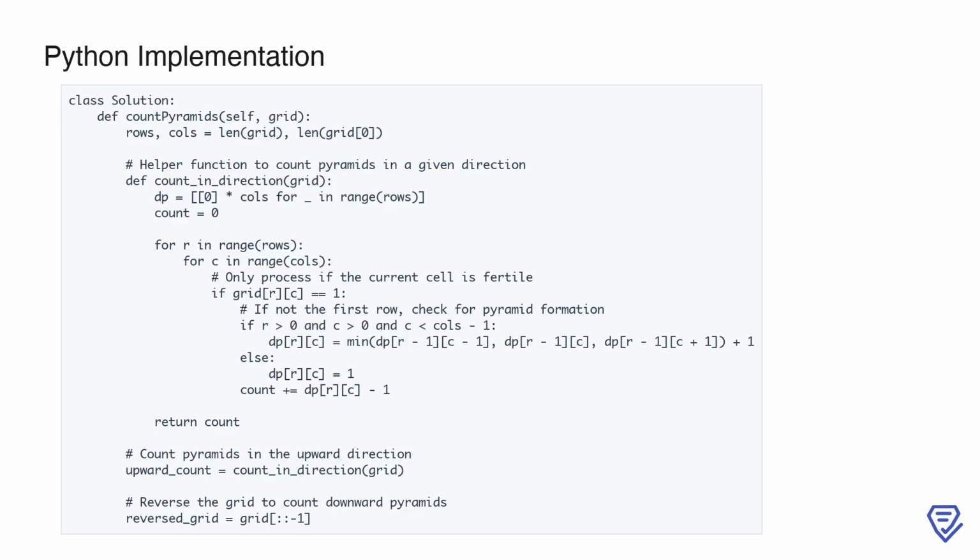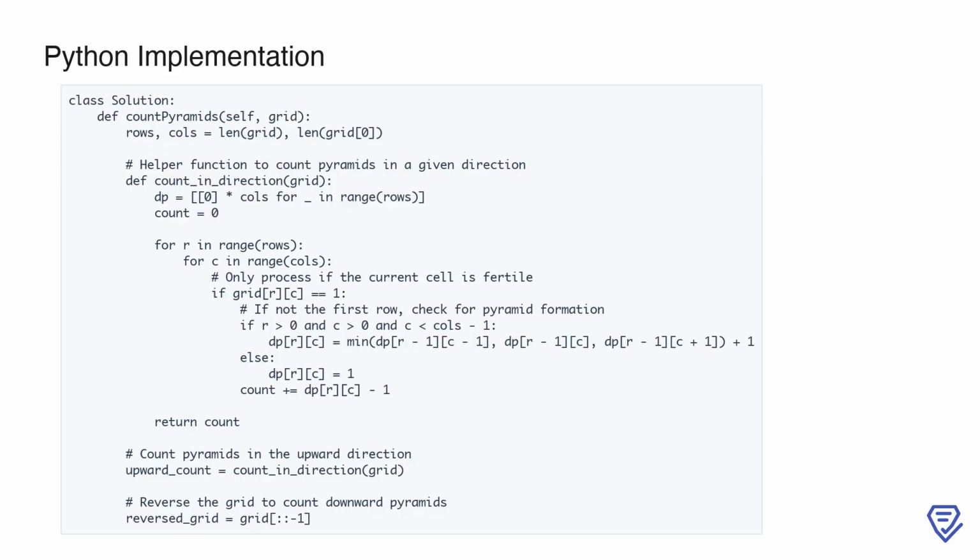Inside this function, we initialize a dynamic programming table, DP, to store pyramid heights at each cell, and we also initialize a counter to track the total number of pyramids. For each cell in the grid, we check if it is fertile. If it is, we calculate the pyramid height at that cell. For cells not in the first row, we check the 3 cells directly above it, left, center, and right, to determine the minimum height among them, adding 1 to form a pyramid. Otherwise, for cells in the first row, the pyramid height is simply 1.